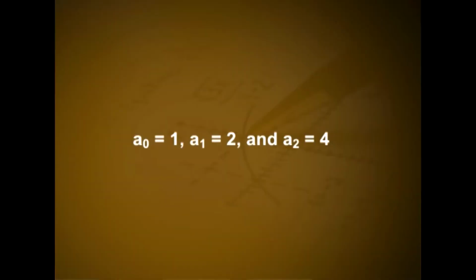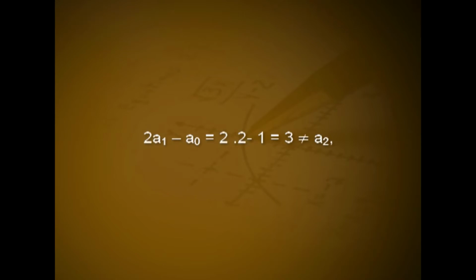Suppose that a_n = 2^n for every non-negative integer n. Note that a_0 = 1, a_1 = 2 and a_2 = 4. Because 2a_1 - a_0 = 2 times 2 minus 1 = 3, which is not equal to a_2, we see that a_n where a_n = 2^n is not a solution of the recurrence relation.